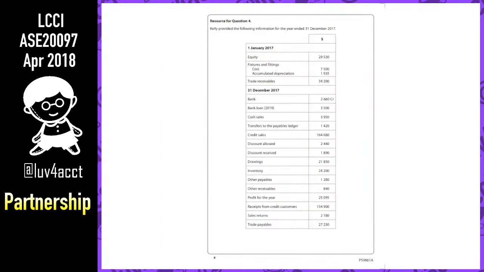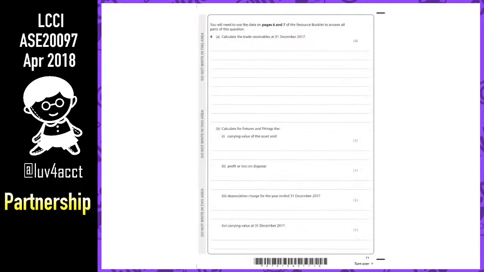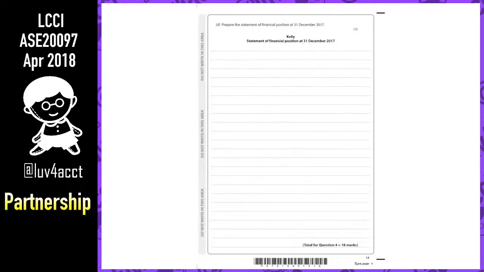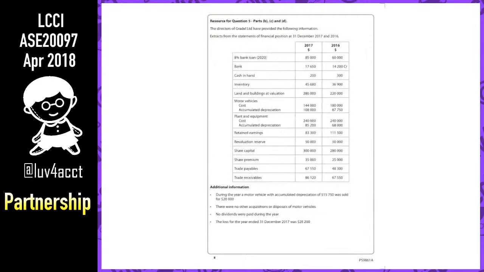So we'll have a break, and then when we come back we will have this. This is sole trader, I think. Not accounted for. We have a list of balances. Calculate trade receivables. Calculate a lot of different things. And then calculate the adjusted profit. Good. And then statement of financial position. So I will say it would be sole trader.